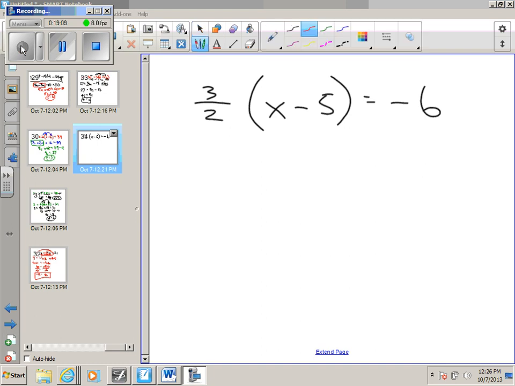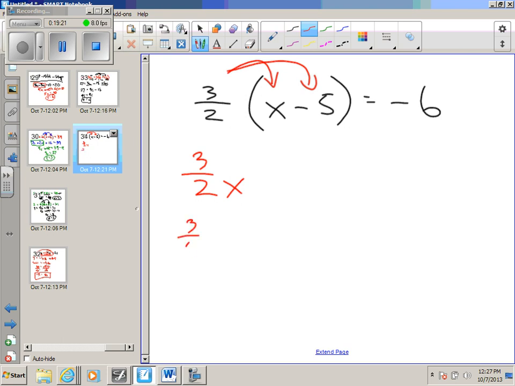Distributive property. 3/2 times x. Okay. Now, over here, 3/2 times 5. So, anytime I multiply, it's actually a negative 5. Anytime I multiply with fractions, they have to both be in fraction form, right? Okay, 3/2, sorry. 3/2 times 5/1 becomes what? 15/2, and it's a negative 15/2, right? Good so far?